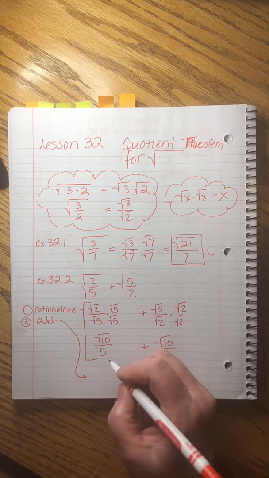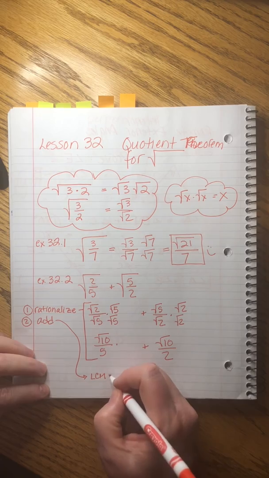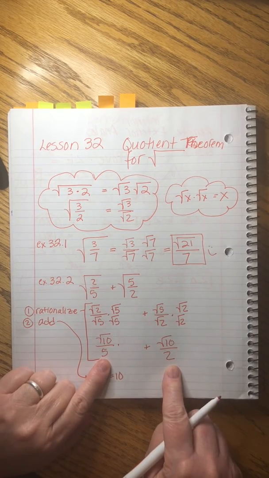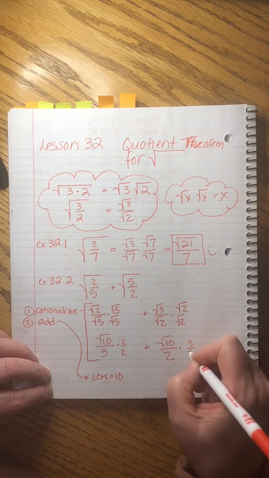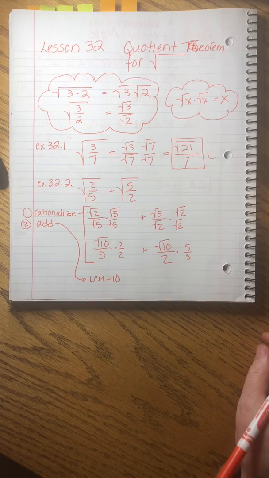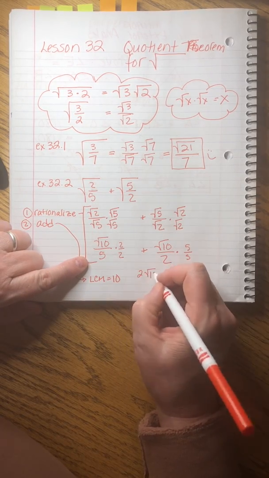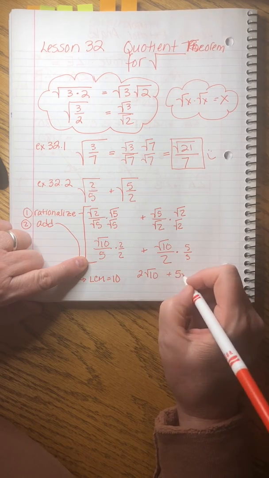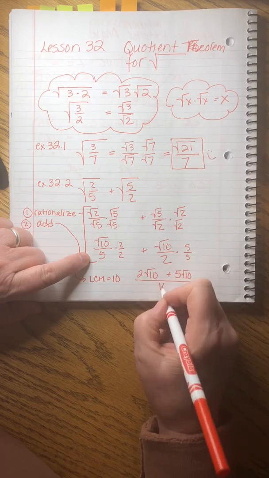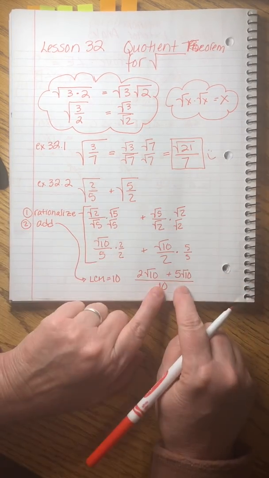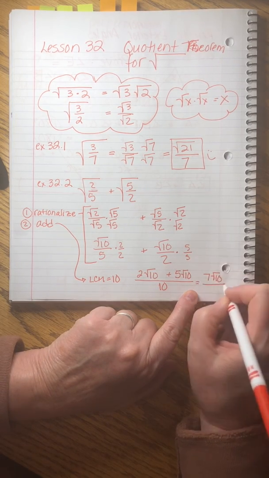And in order to do that, I'm going to have to find my least common multiple. That's going to be 10, right? 5 and 2. And so I'll multiply this one by 2 over 2, and I'll multiply this one by 5 over 5. Let me scoot up so you can see a little better. And now this will become 2 square root of 10 plus 5 square root of 10, right? This and this, all over 10 because the denominators match now. And I can actually add that. So this will become 7 square root of 10 over 10.